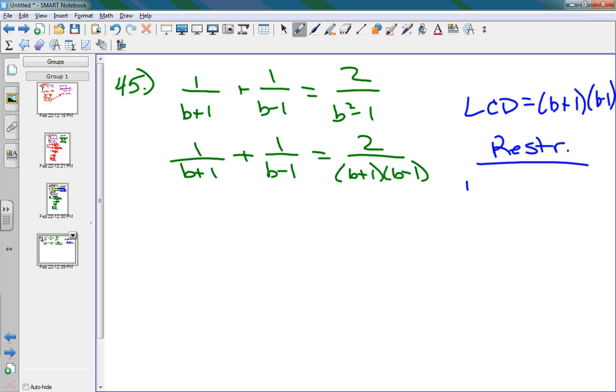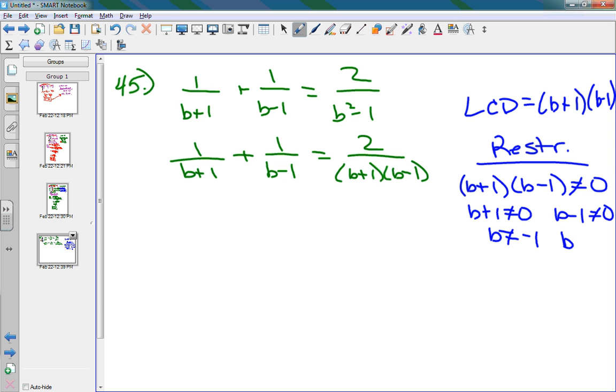My restriction: b plus 1 times b minus 1 cannot equal 0, so b plus 1 cannot equal 0, and b minus 1 cannot equal 0, so b cannot equal negative 1, and b cannot equal positive 1. Do we understand where negative 1 and 1 came from?